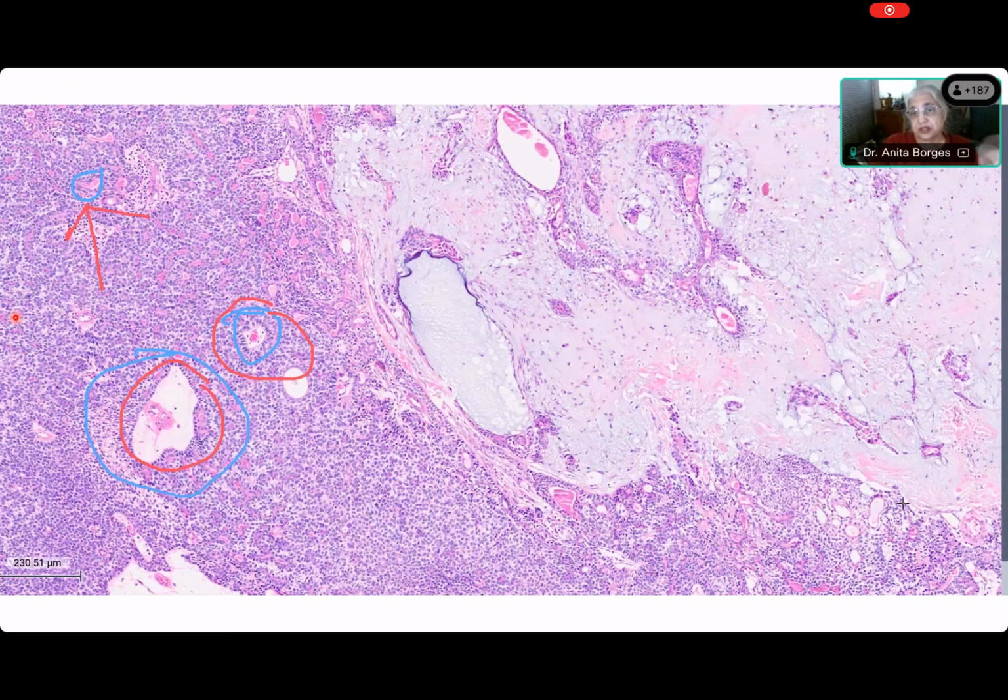You can see it in so many areas that in the middle of this sheet of basaloid-looking cells, small cells with small nuclei, there is hardly any cytoplasm to be seen. You see two kinds of spaces. Here's a group of spaces which are not stromal spaces. These are stromal spaces. That's a very important observation to be made.